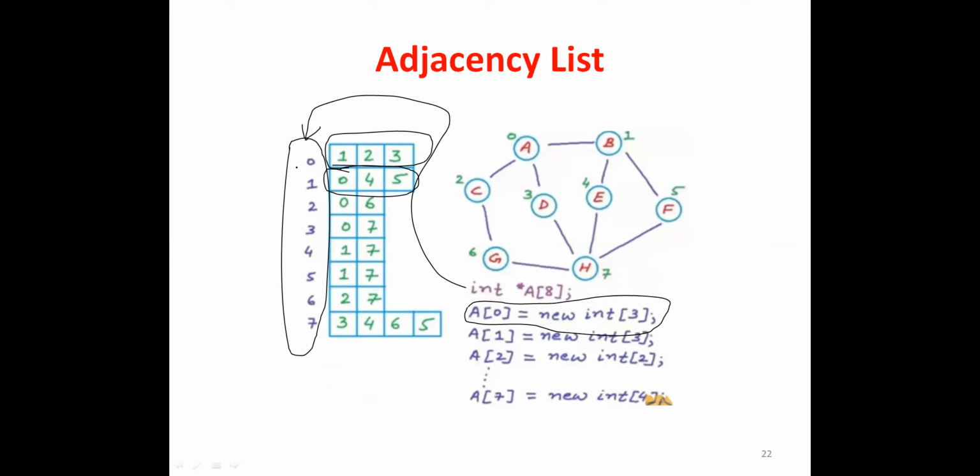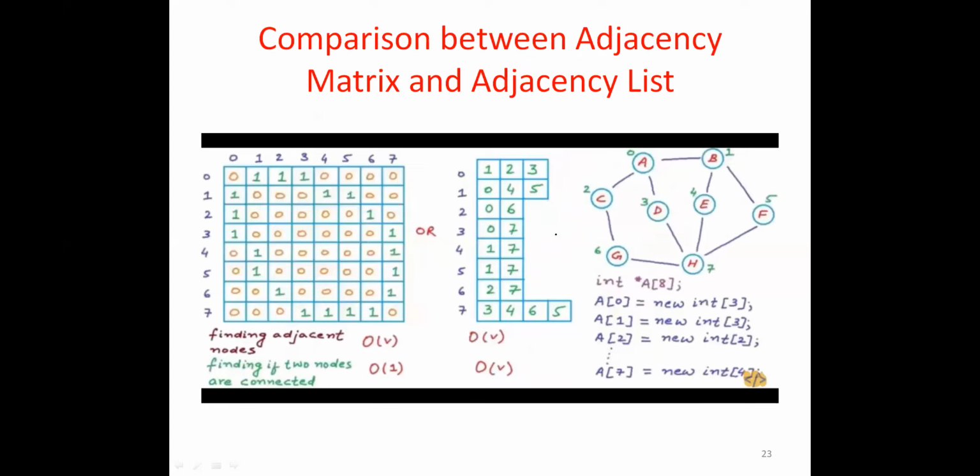So each vertex, how is it connected? I can declare it like this also. This represents an array of pointers pointing to arrays of integers. Like this, when you take A of 2, it can store 2 integers, right? So what is the comparison here? We compare based on finding the adjacent nodes, and whether a connection exists or not between two nodes.